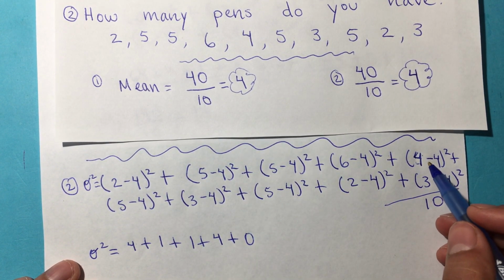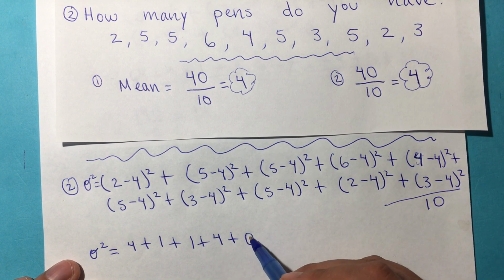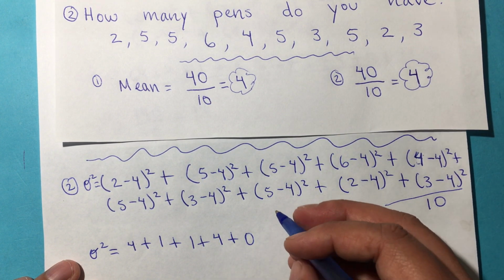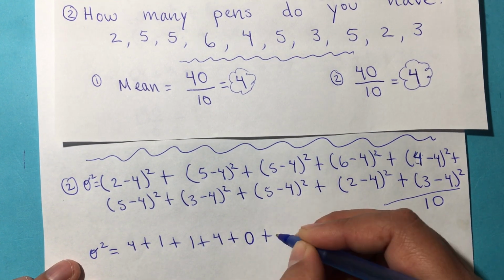In here we have 4 minus 4 is 0. 0 times 0 is 0. So I just put 0 in there. Okay, I wanted to include that in the explanation.